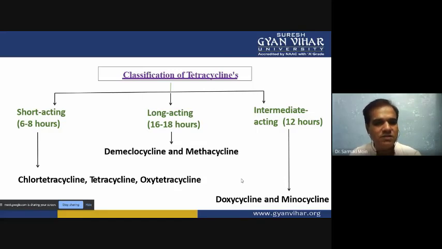Long-acting antibiotics are also there, and they are effective for 16 to 18 hours. The examples are doxycycline and minocycline. Then there are the intermediate-acting antibiotics, which are functional for up to 12 hours. These are neither long nor short acting, but intermediate.